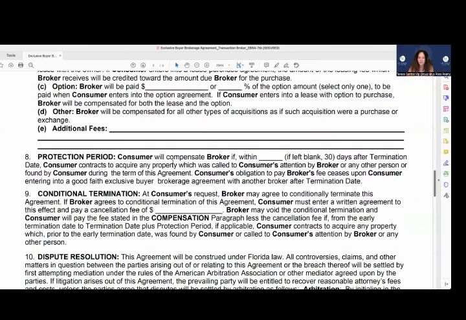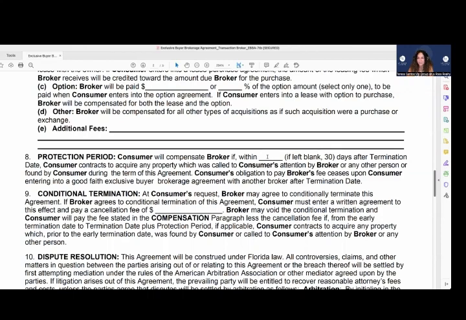All right, protection period. Consumer will compensate broker if within how many days after the termination date consumer contracts to acquire any property which was called to consumer's attention by broker or any other person or found by consumer during the term of this agreement. Consumer's obligation to pay broker fee ceases upon the consumer entering into a good faith exclusive buyer brokerage agreement with another broker after the termination date. After the termination date. Keyword. So what does this mean? We'll compensate broker if within, and here it says if less than 30.